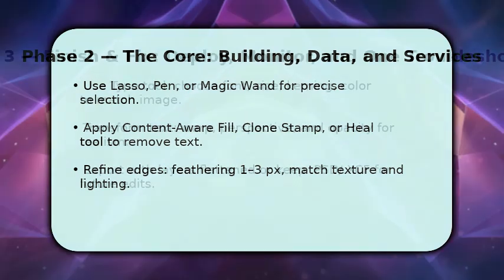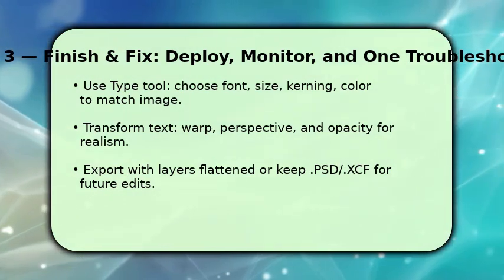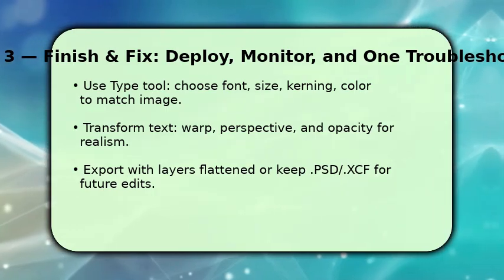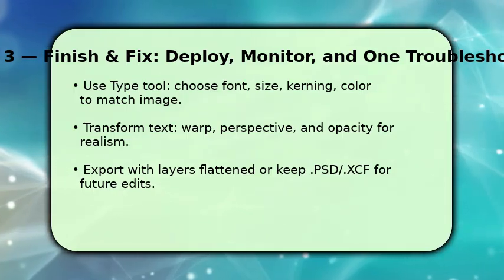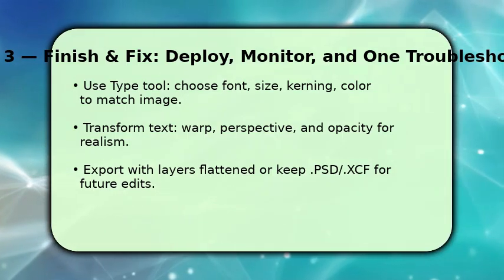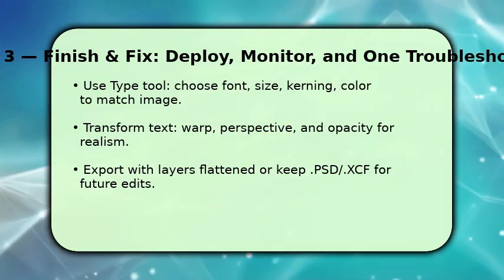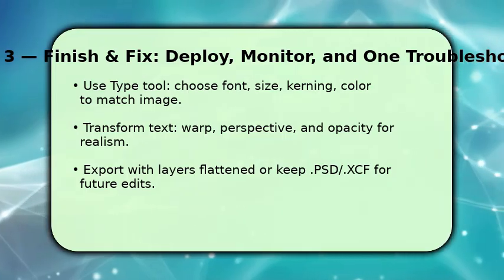Finally, add your new text with the type tool, matching font, size, color, and kerning to the scene so it looks natural. Once placed, transform it with perspective or warp to follow surfaces, and adjust layer blending and opacity to integrate shadows and reflections. When satisfied, flatten or export as PNG/JPG for sharing, and save an editable file like PSD or XCF for future tweaks.